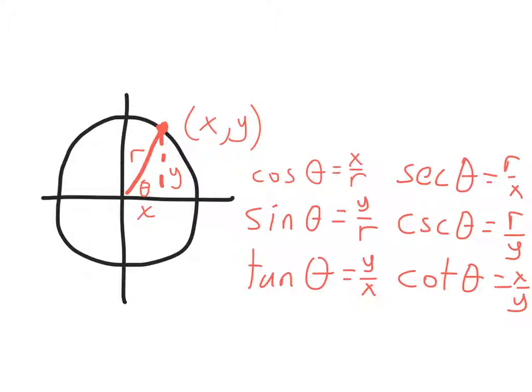We're now going to define three new trigonometric functions that are the reciprocals of the original three that you know. Secant is the reciprocal of cosine, so secant is the radius divided by x. Cosecant is the reciprocal of sine, so cosecant is the radius divided by y. And cotangent is the reciprocal of tangent, so cotangent is x divided by y.